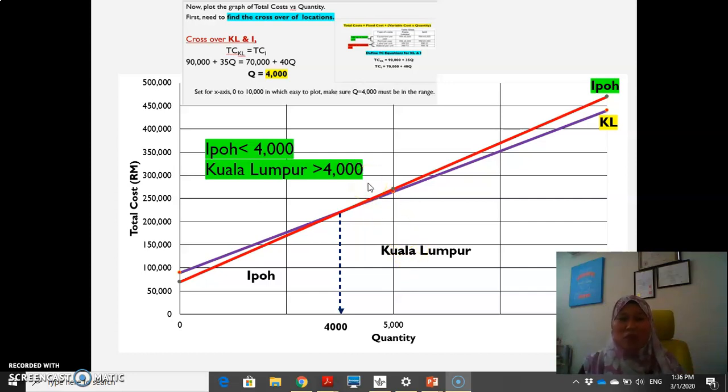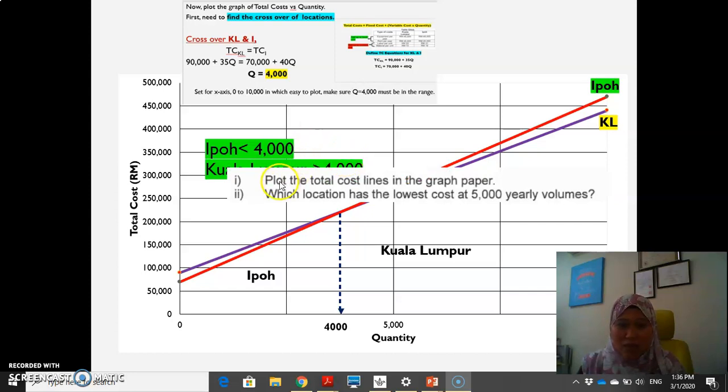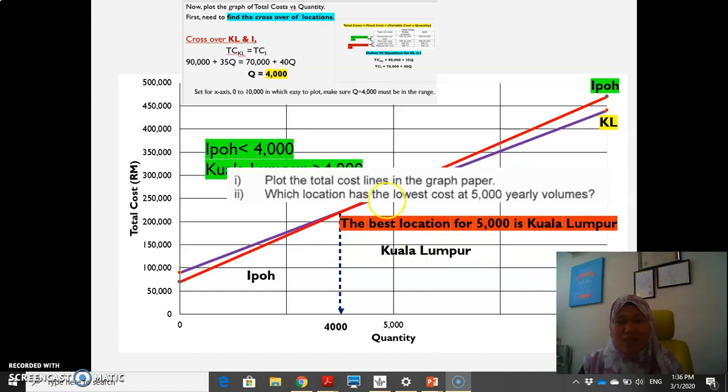Okay, we go back to the question. Do they ask us to decide something? Okay, we have plot, done. Which location has the lowest at 5,000? So the question asks us to read from the graph. So look at the 5,000 here. Here, so the area belongs to Kuala Lumpur. So you need to answer the question. If not, you lose the mark. So how to answer it? The best location for 5,000 is Kuala Lumpur.